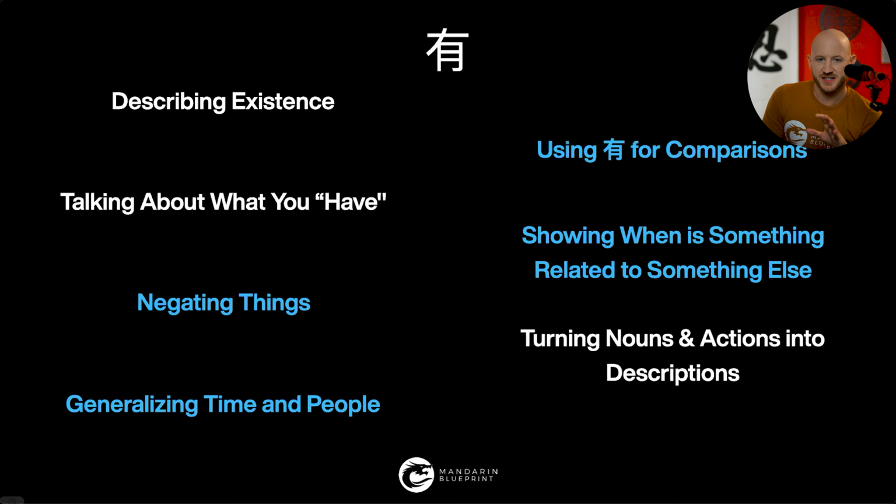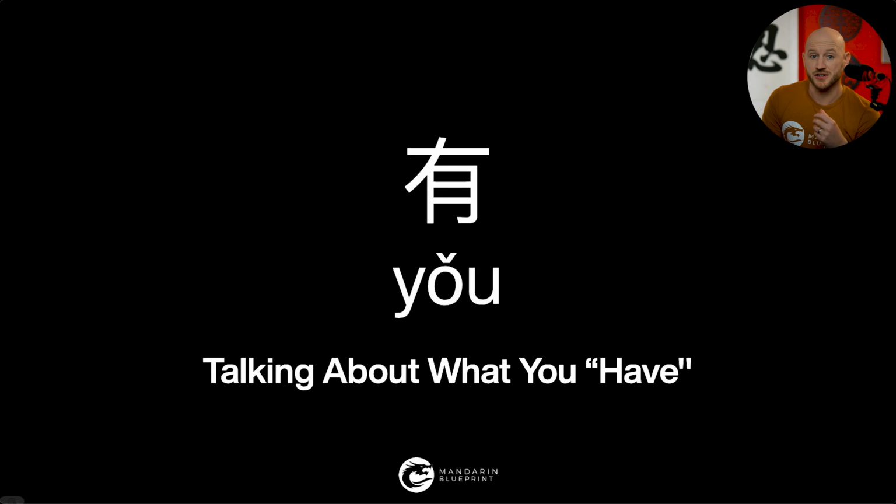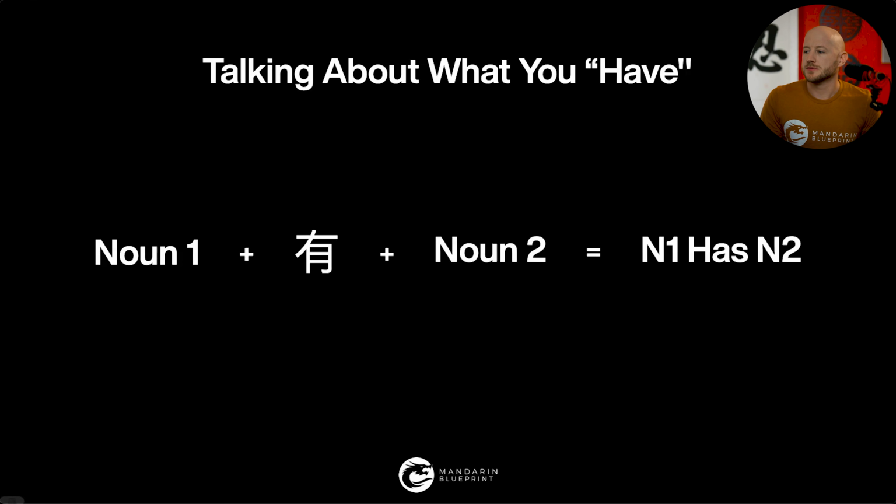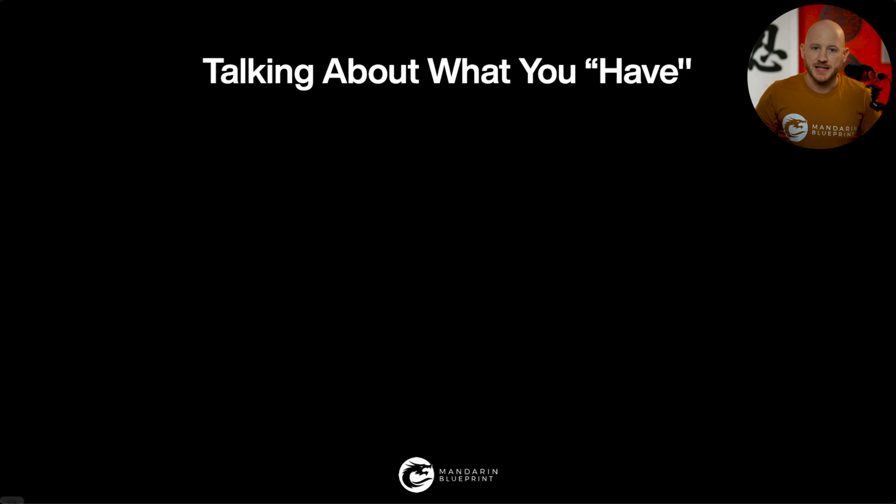Now that we've covered existence, let's dive into using 有 to express possession from what you have. So now we're going to get into the have function. So here's one example. And this is the simplest example. Noun 1 plus 有 plus noun 2 equals noun 1 has noun 2. This is the most basic usage of 有, and it's what you often will learn first, but it kind of technically builds off of the existence function. So let's get into this.